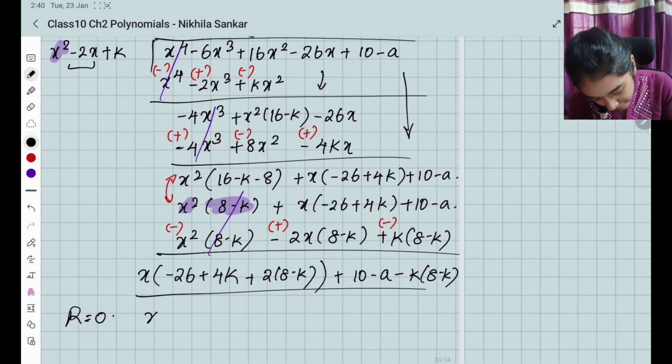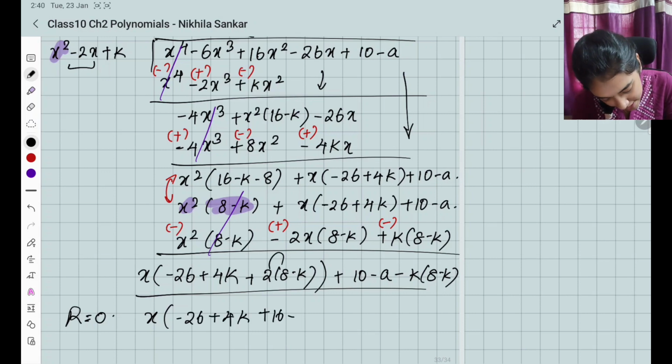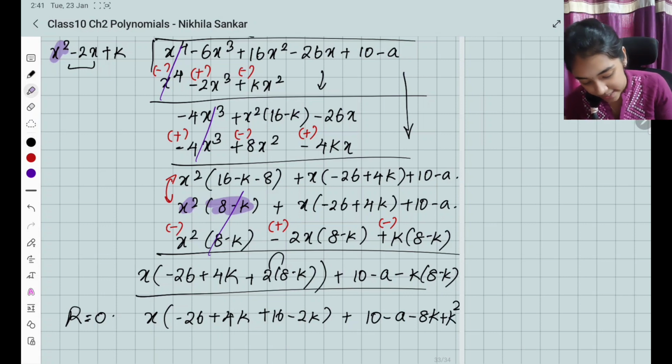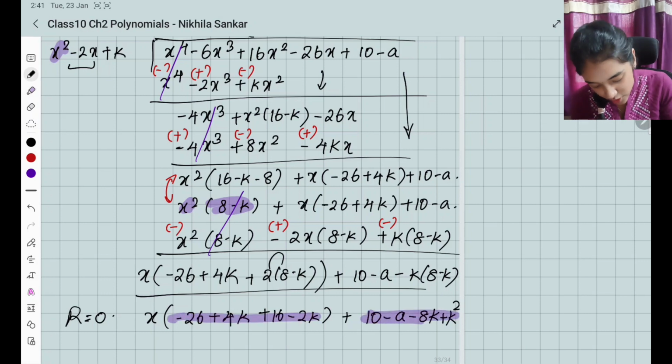So if I simplify the remainder, I have x into 26 plus 4k. Multiplying this inside, I have plus 16 minus 2k. Then plus, what do we have here? 10 minus a minus 8k plus k square. So this is going to be our remainder. Now equating this to 0, I see that the x coefficient is also 0 and the constant is also 0. Correct? So this is equal to 0.